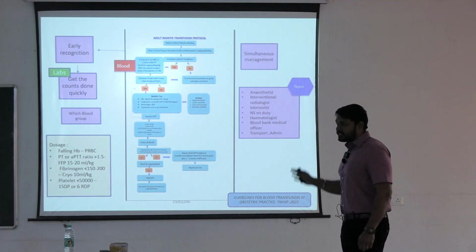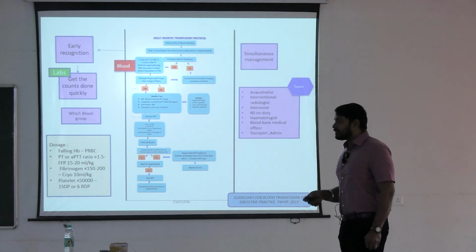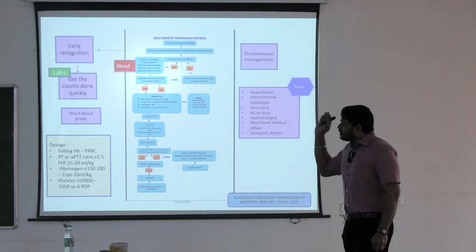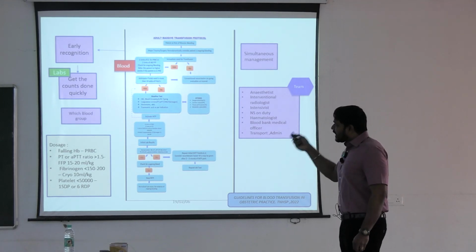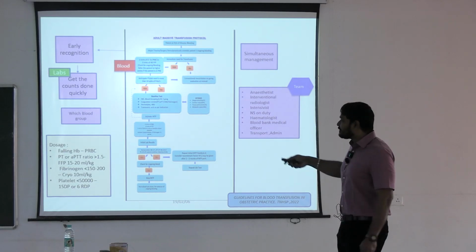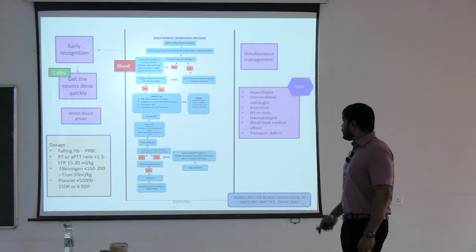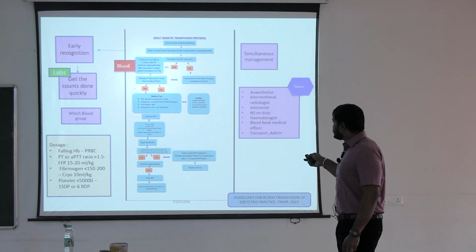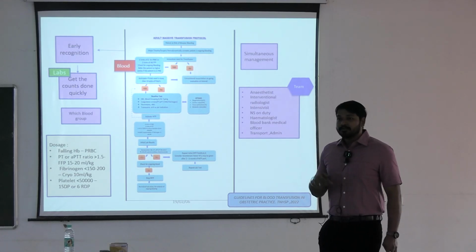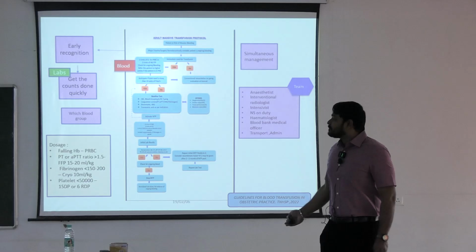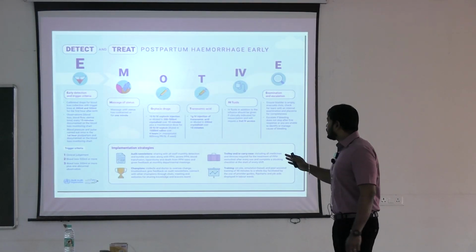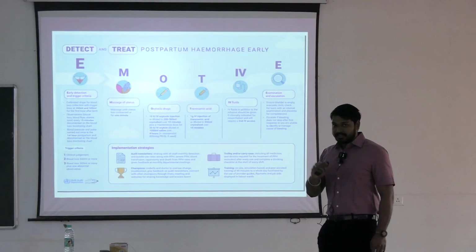Whenever you detect a massive hemorrhage or bleeding, the first thing you do is try to detect it early and plan for blood transfusion. When you plan for blood transfusion, at the same time you call for help also. You will tell the radiologist, anesthetist and the intensivist that you are going to transfuse the patient and the patient is in an emergency.